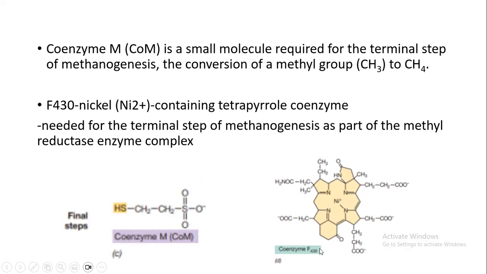Here F430 is a nickel 2 plus ion containing tetrapyrrole coenzyme, and it also acts as a part of the terminal methyl reductase enzyme complex.